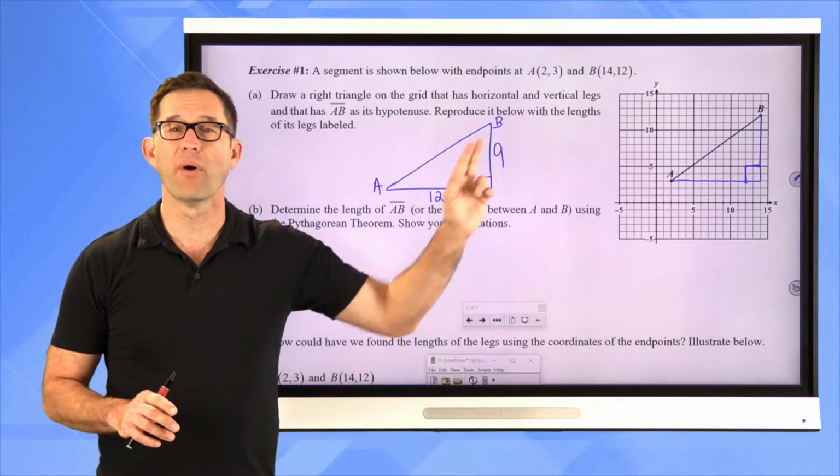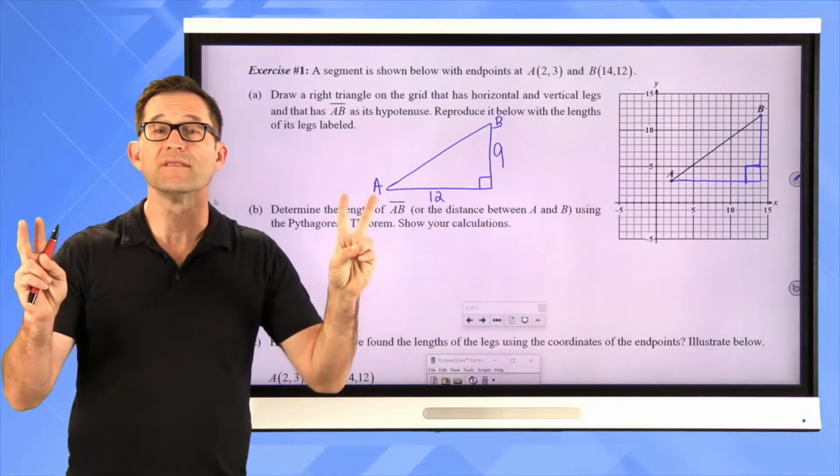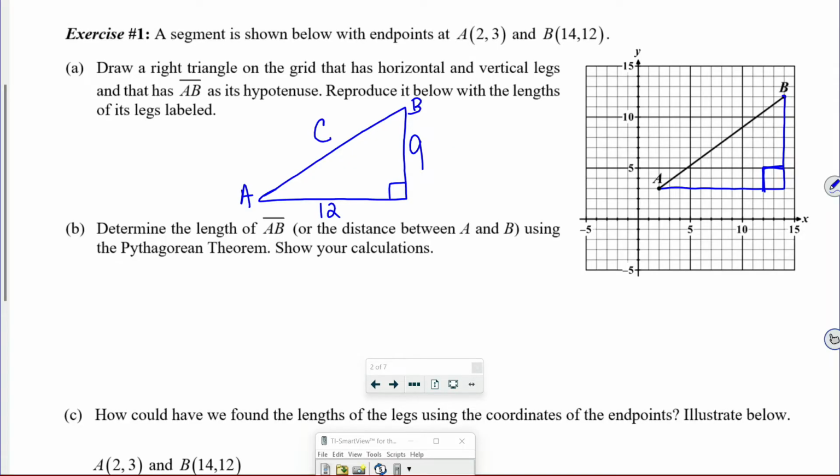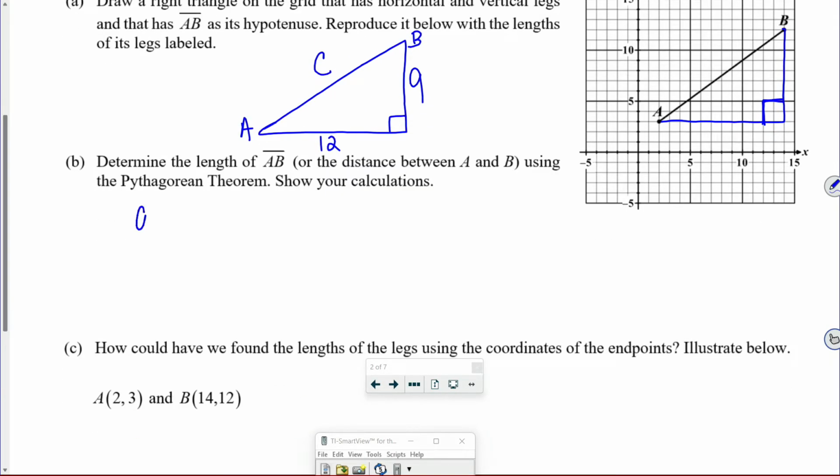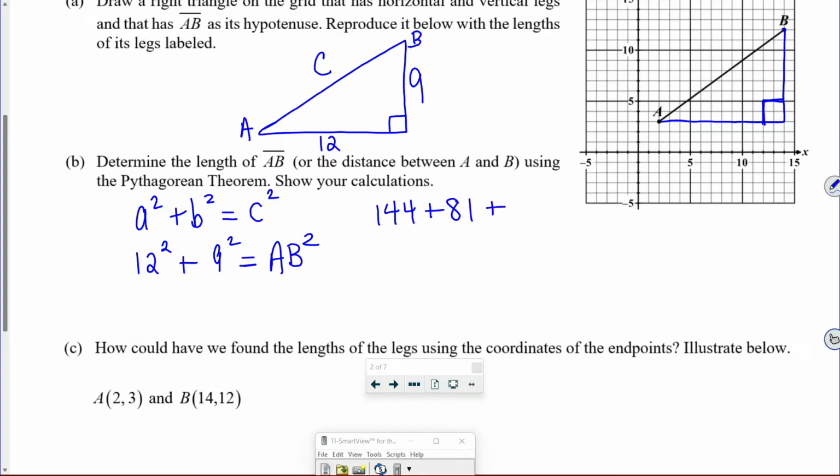Now, AB happens to be the hypotenuse in this case, so it's C, if you will. Whereas the 12 and the 9 are A and B. So I can say, as always, A squared plus B squared equals C squared. But my C now is what I'm looking for. So I'm going to say 12 squared plus 9 squared, and I'm going to use AB as the length because that's what it is. So I've now got 12 squared, which is 144, plus 9 squared, which is 81, and that's going to be equal to AB quantity squared.